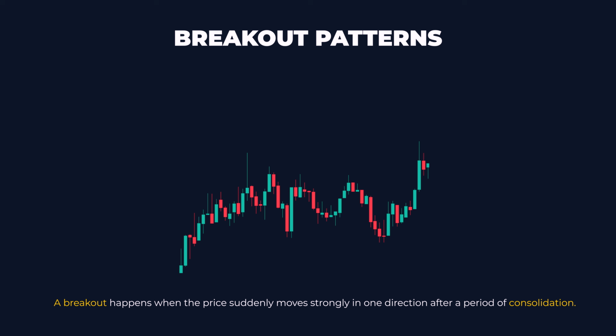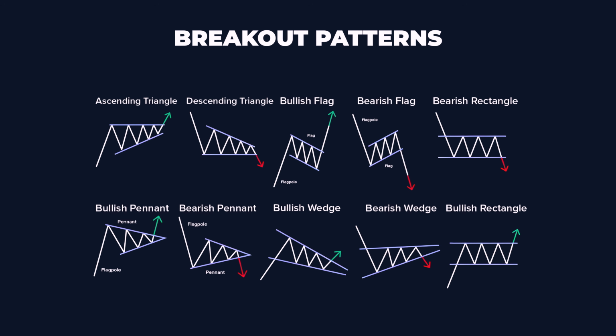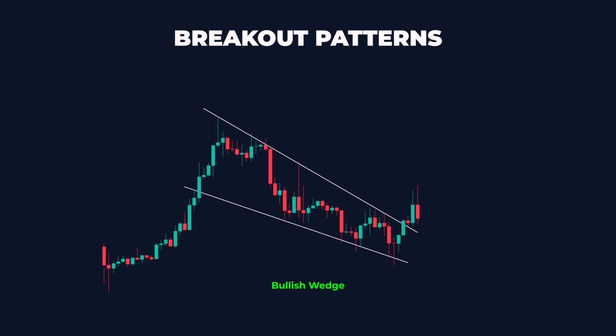A breakout happens when the price suddenly moves strongly in one direction after a period of consolidation. This usually means the market has built up enough pressure for a large move. Traders watch for chart patterns that hint a breakout is coming. The most common ones are wedges, triangles, and rectangles. As price gets tighter inside these patterns, traders prepare for a possible explosive move. When price breaks out of these shapes, it can start a new trend with strong momentum.